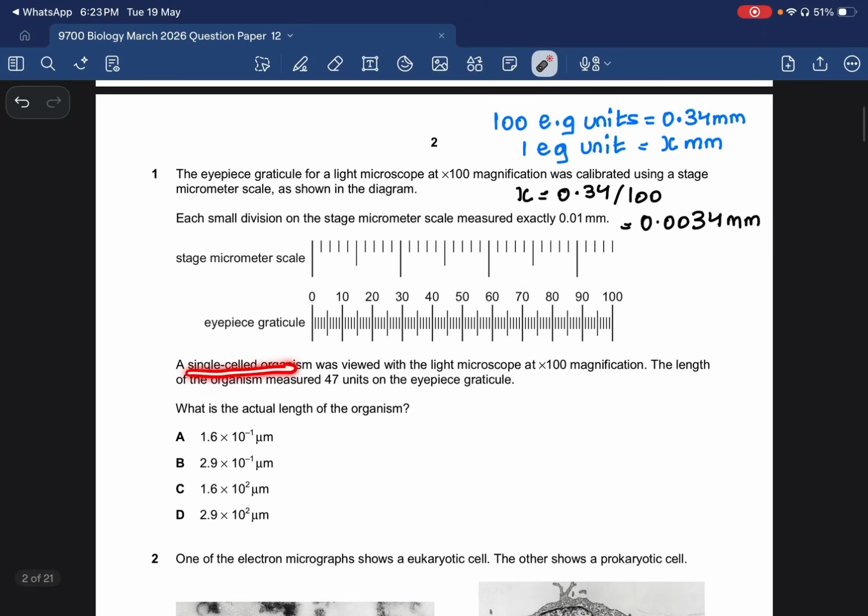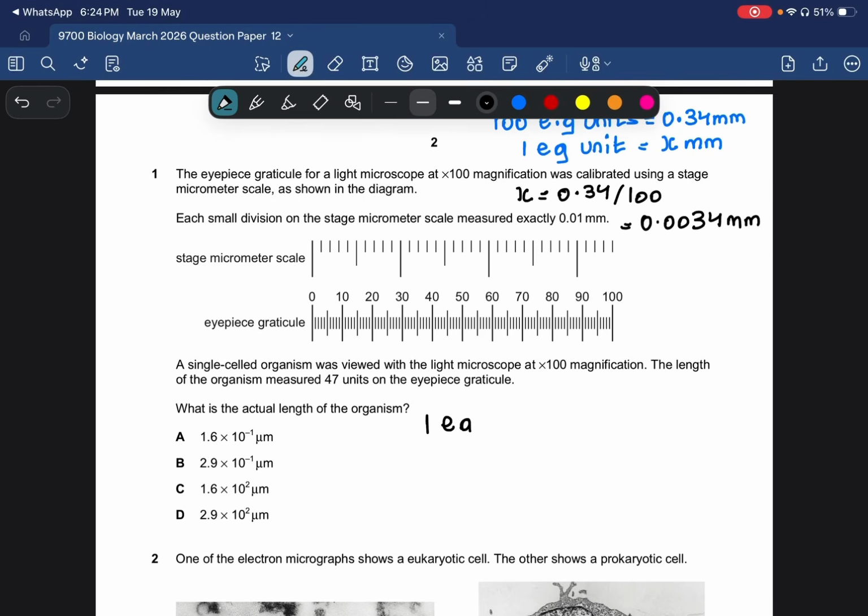Now, a single celled organism was viewed with a light microscope. The length of the organism measured 47 units on the eyepiece graticule. You know that one eyepiece graticule unit is equal to 0.0034 millimeters. So, how many millimeters is going to be 47 eyepiece graticule units? So, x millimeters. And that is all that you have to find.